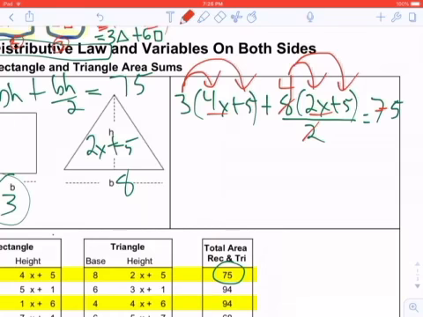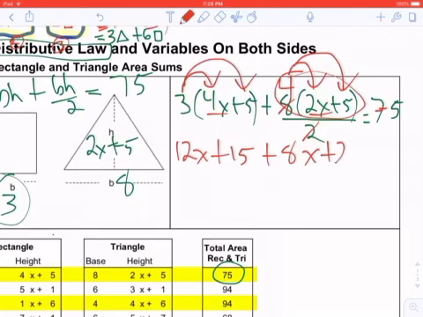So 3 groups of 4x is 12x. And then I've got 3 groups of 5, which is 15. And then I move on to the triangle, and I've got 4 groups of 2x, which is 8x, and I've got 4 groups of 5, which is 20. That all adds up to 75.